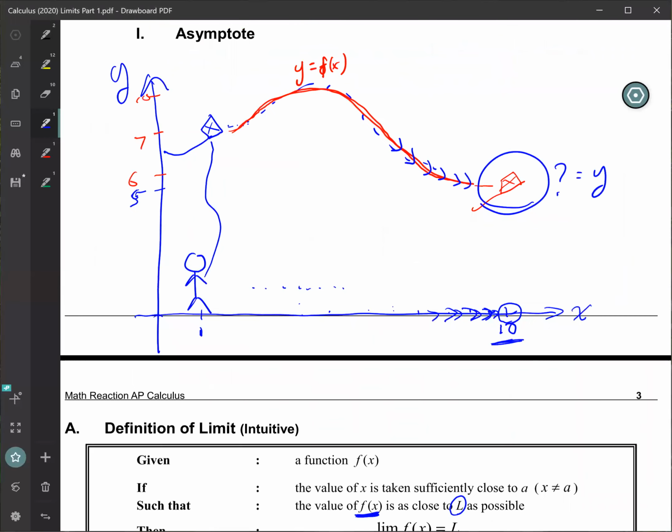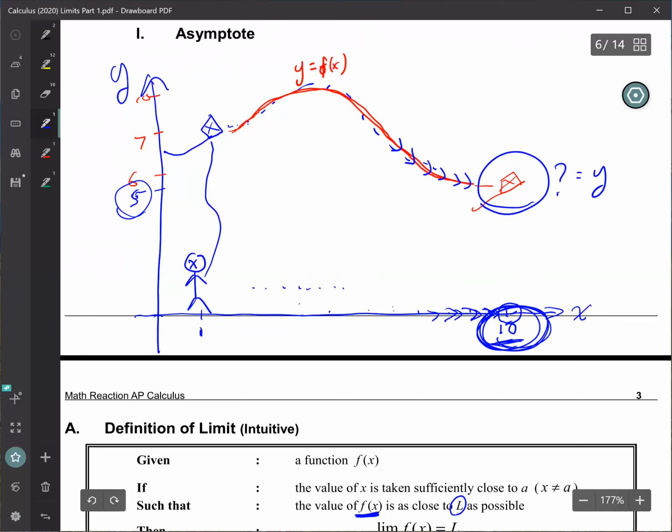Okay, now we'll try with the example up here. Limit of f of x as x approaches 10, and 10 is right here, equals 5.